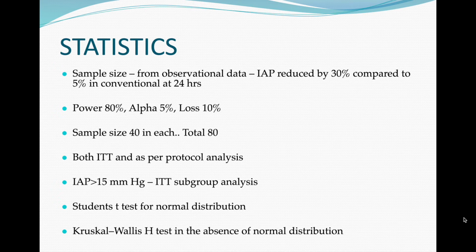Both intention to treat analysis and per protocol analysis were planned, and an intention to treat subgroup analysis in patients with IAP more than 15 mmHg was planned. Student's t-test was done for normal distribution. Kruskal-Wallis H test was done in the absence of normal distribution.